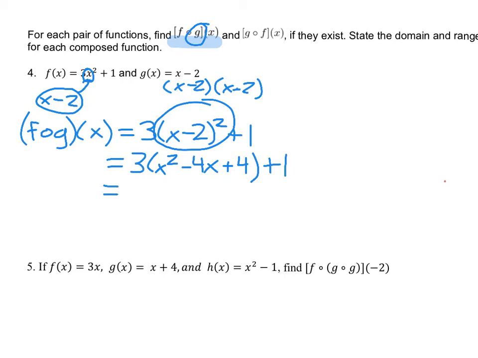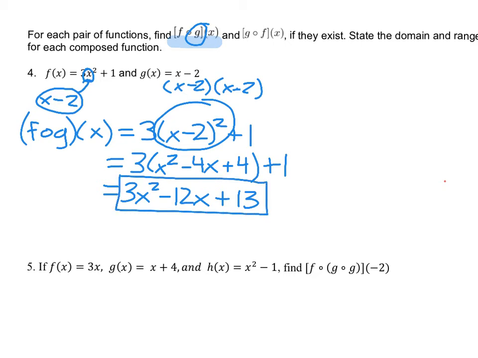So now I distribute the 3: 3x squared minus 12x. 3 times 4 makes 12, and I'm going to add the 1 on the outside. 12 plus 1 is 13. Alright, so this is f compose g of x. They also want the domain and range. We learned that the domain can be pretty much everything except whatever makes the denominator 0. There is no denominator for that expression. So x can be any real number.